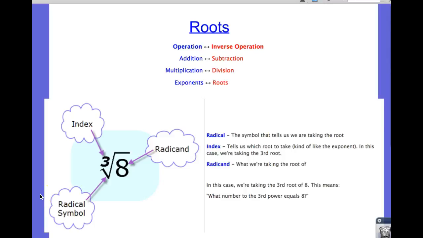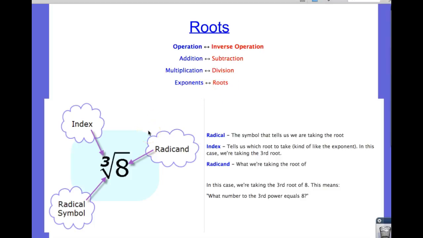Hey, this week we're going to be working with roots. It's very important that you understand what roots are, what that means, and how we use them. So firstly, let's look at some inverse operations. Inverse operations are the things that undo each other. Things like addition and subtraction, multiplication and division, and exponents and roots. So you can think of roots as kind of the opposite of taking an exponent.